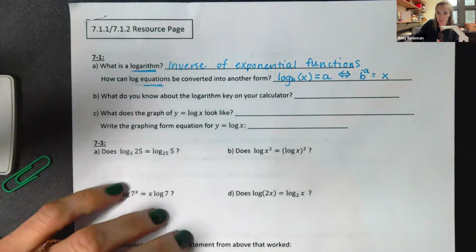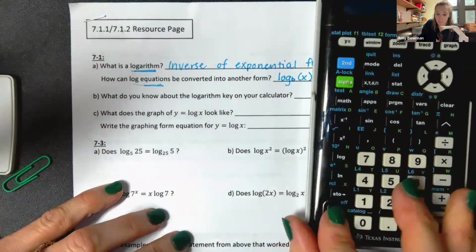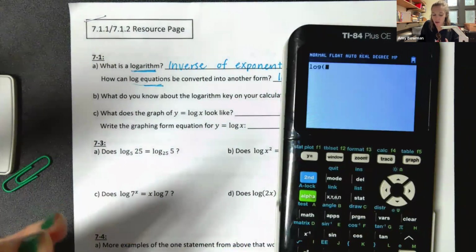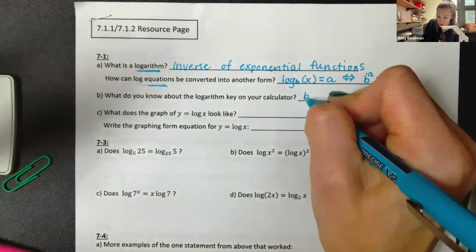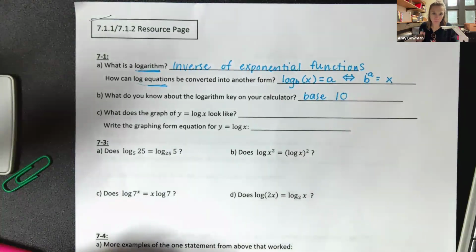What do we know about the logarithm key on our calculator? We've figured out there's a log button right here, and we know that as common log, base 10. So that's what we know about our calculator button, that it has a base of 10.